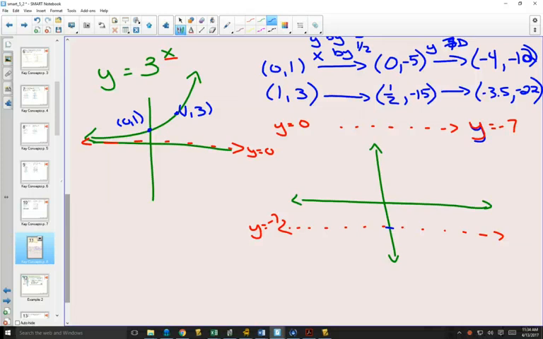My points, I'm going to have 4, -12. 1, 2, 3, 4, -4, sorry. -4, -12. Label that. -3.5, -22. Estimate about where that would be.